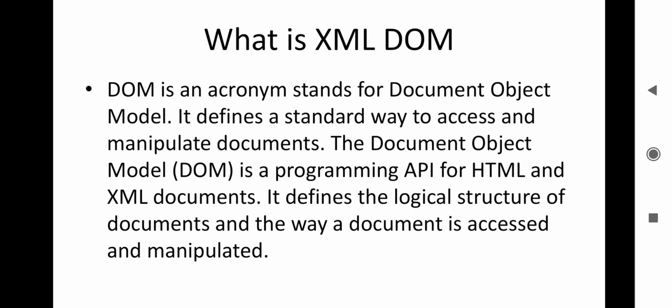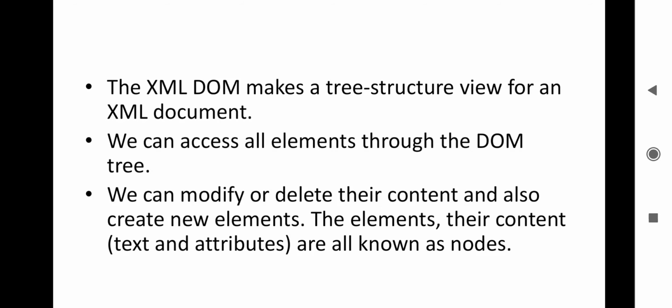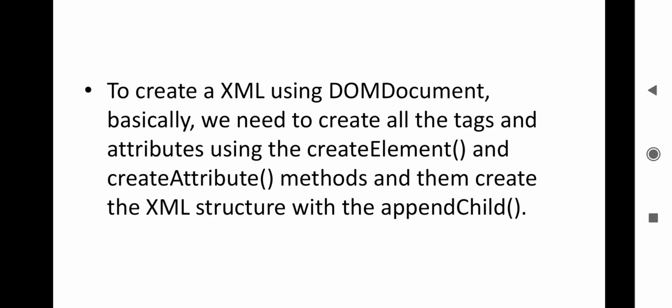It defines a standard way to access and manipulate the document. The document object model is a programming API for HTML and XML documents. It defines the logical structure of documents and the way a document is accessed and manipulated. So this is about the DOM. XML DOM makes a tree structure view for an XML document. We can access all these elements through the DOM tree, and here are some functions to create this.